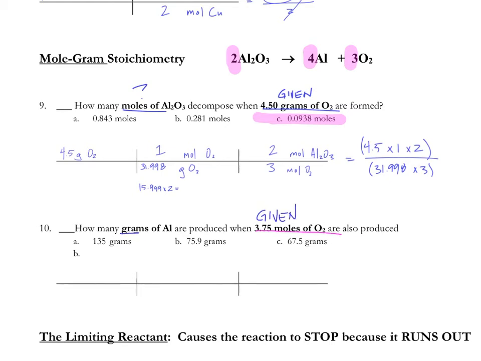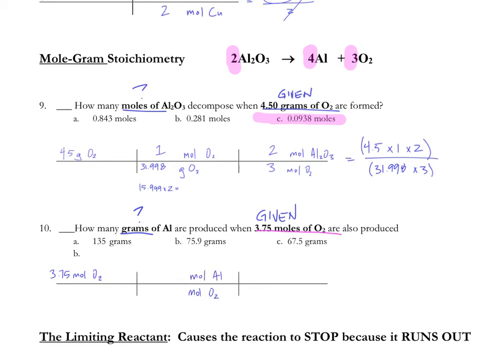And I'm trying to find grams of aluminum. So I'm going to start with what's given: 3.75 moles of O2. Now, again, I cannot go from moles of one substance to grams of something different, but I can go from moles of one substance to moles of something different.